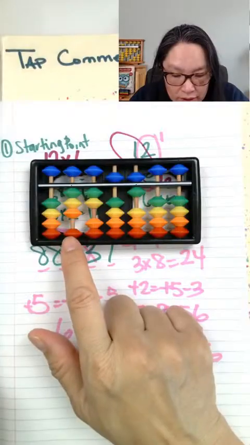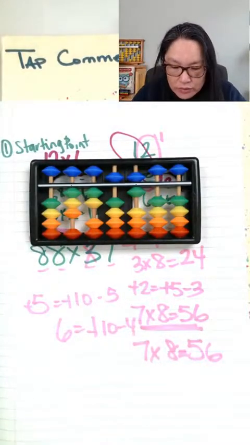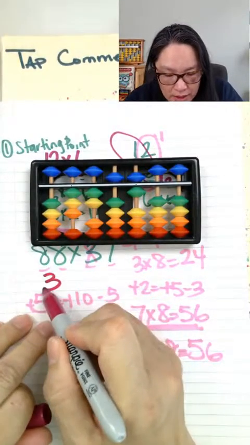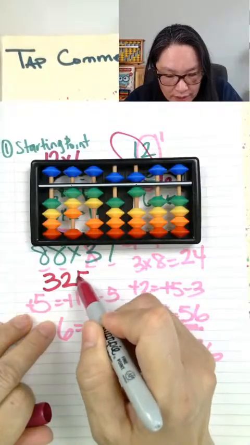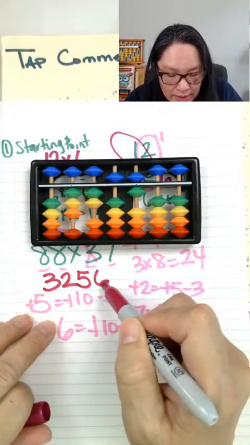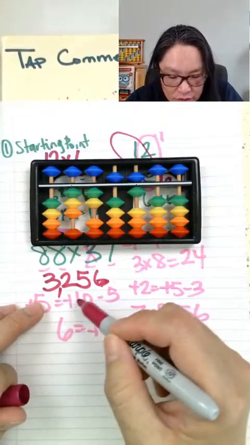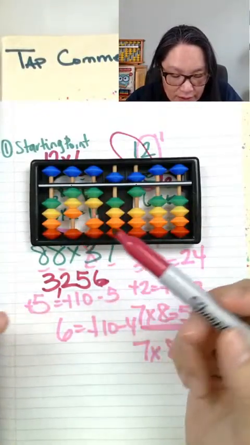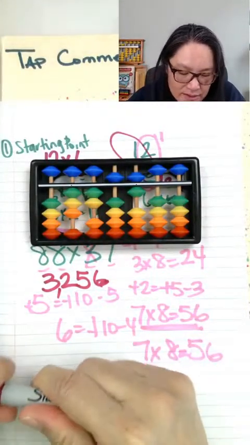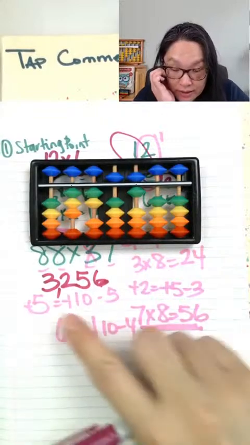So if this is my ones, my tens, my hundreds, and my thousands, here's my answer: 3, 2, 5, 6. I do it this way so I know where I put it, and then I say it out loud: 3,256. Can I read it from here? I could, but it's just easier to write it out, because now we have it.